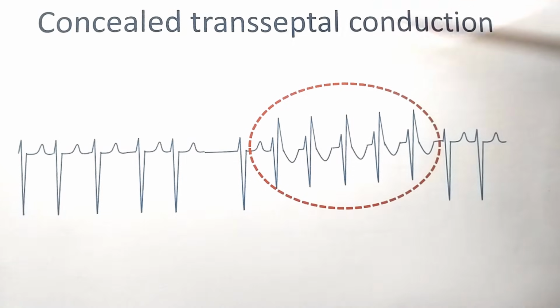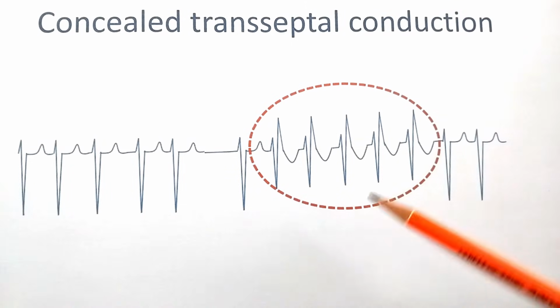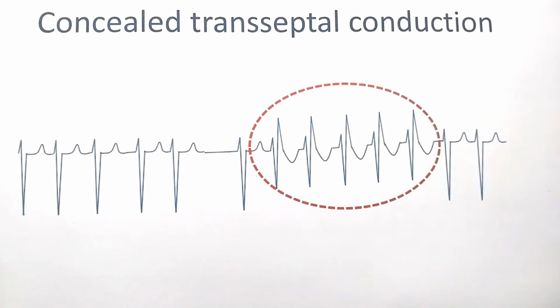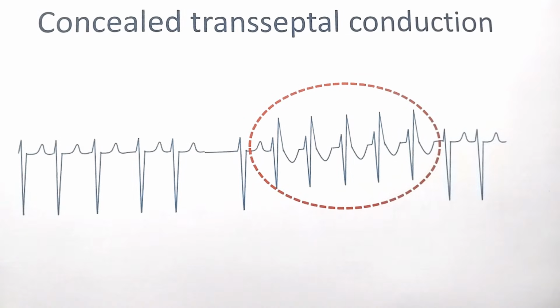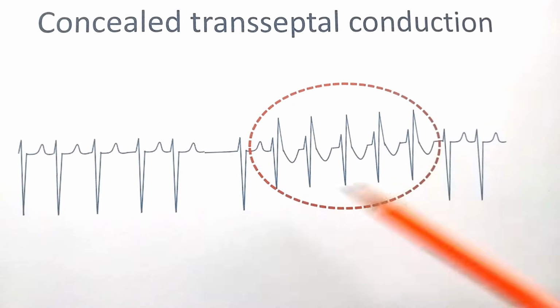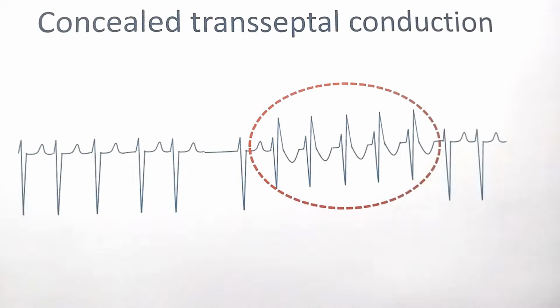They are due to concealed transseptal conduction. That is, across the septum it is conducted to the opposite ventricle, producing aberrancy. So right bundle branch block aberrancy is maintained for a variable period. That is the cause of RBBB type of pattern.